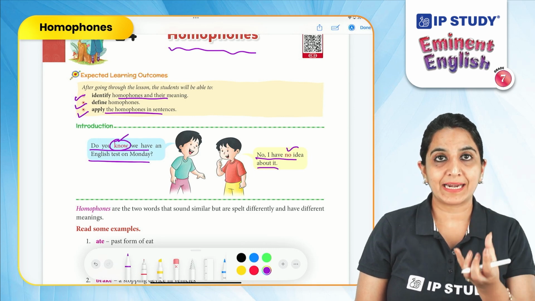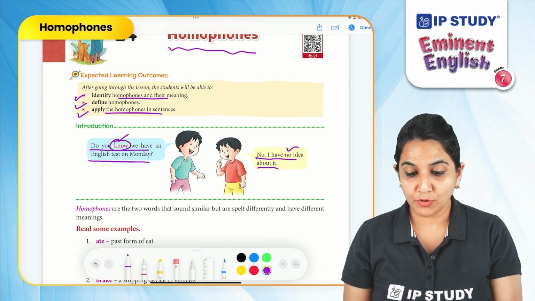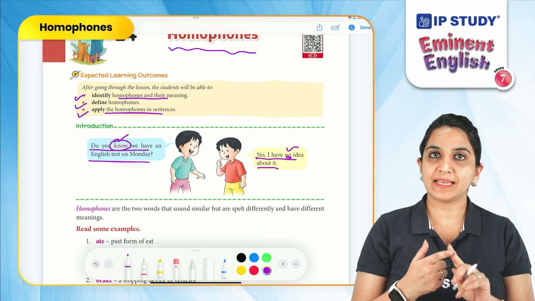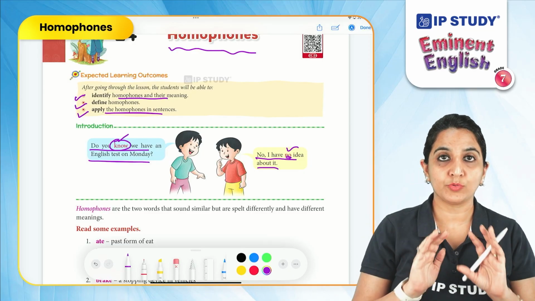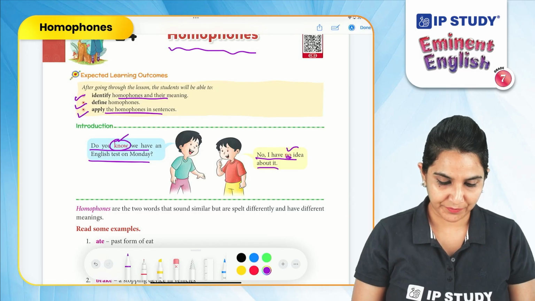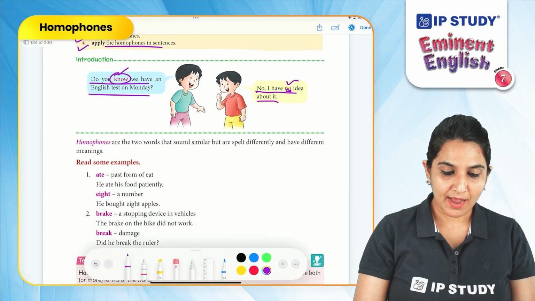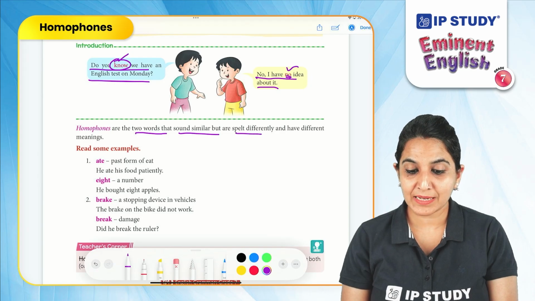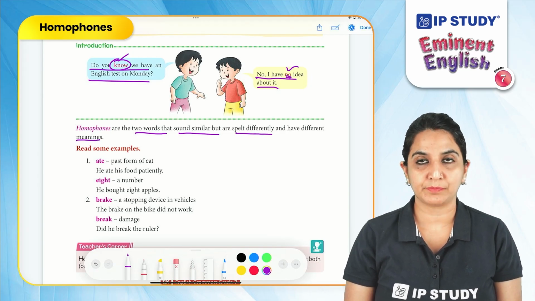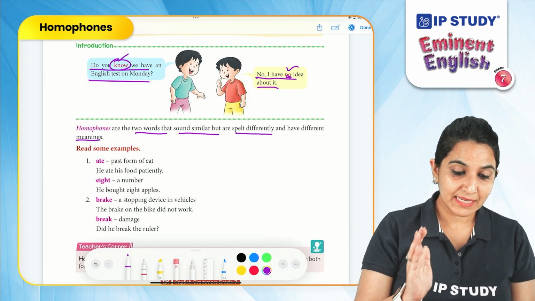This know, in "Do you know we have an English test on Monday," means if you know something, if you understand something. "No, I have no idea" is a negative sentence: I do not have any idea about it. So homophones are two words that sound similar but are spelled differently and have different meanings. Now we will read the examples.